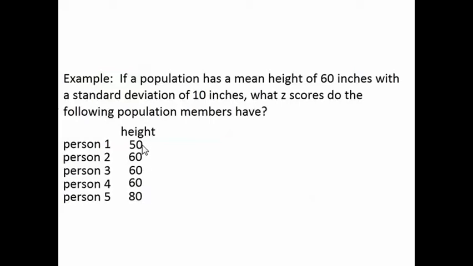Well, we know that this person who's 50 inches tall has a z-score of minus 1 because if you start at 60 and go down by 10, you get to 50. And we know that all of these people who were 60 inches tall have z-scores of 0 because they're right at the mean. And we also know that this person who has a height of 80 inches has a z-score of plus 2 because if you start at 60 and go up by 10, that's 70. And if you go up by 10 a second time, that's 80.